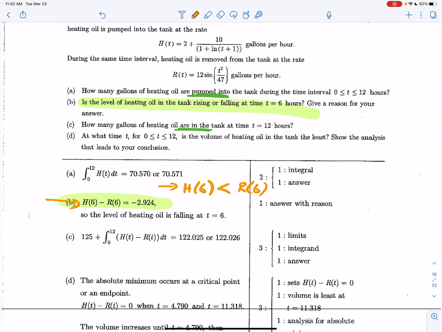It turns out there's more oil being removed; it's working faster than the oil being pumped into the tank. So since the rate at which oil is being removed is working faster, you know that the level of heating oil is falling. Again, it's just interpretation. I consider this an easy point to take care of with practice.